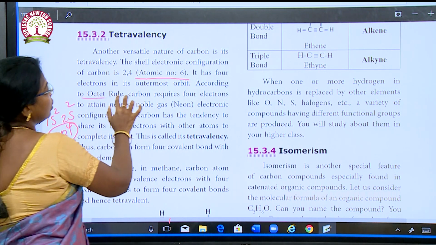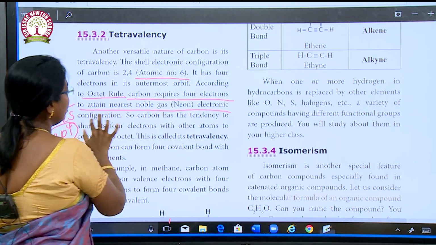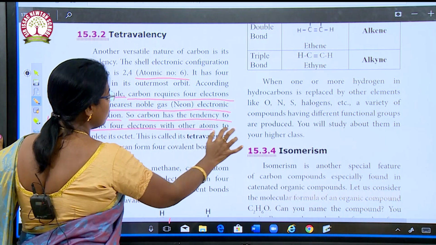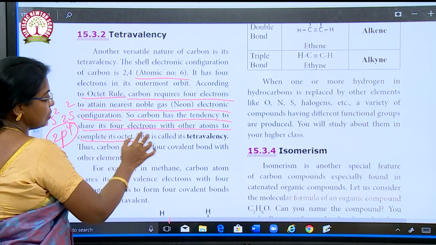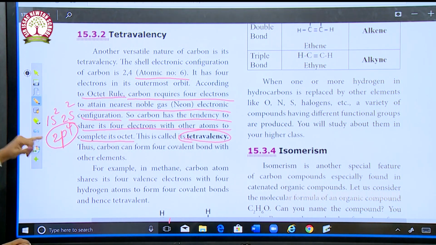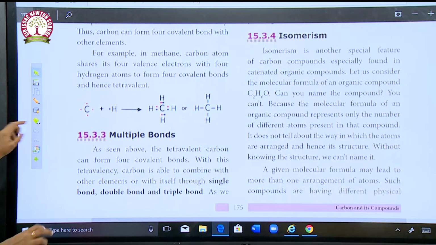According to the octet rule, carbon requires 4 electrons to reach the nearest noble gas neon electronic configuration. So carbon has the tendency to share its 4 electrons with other elements to complete its octet. This is called tetravalency, the tetravalent nature of carbon.